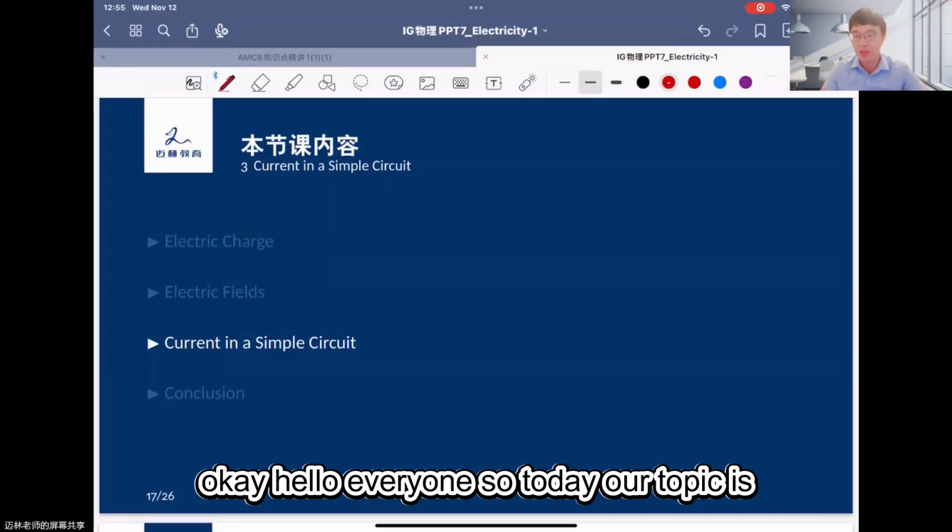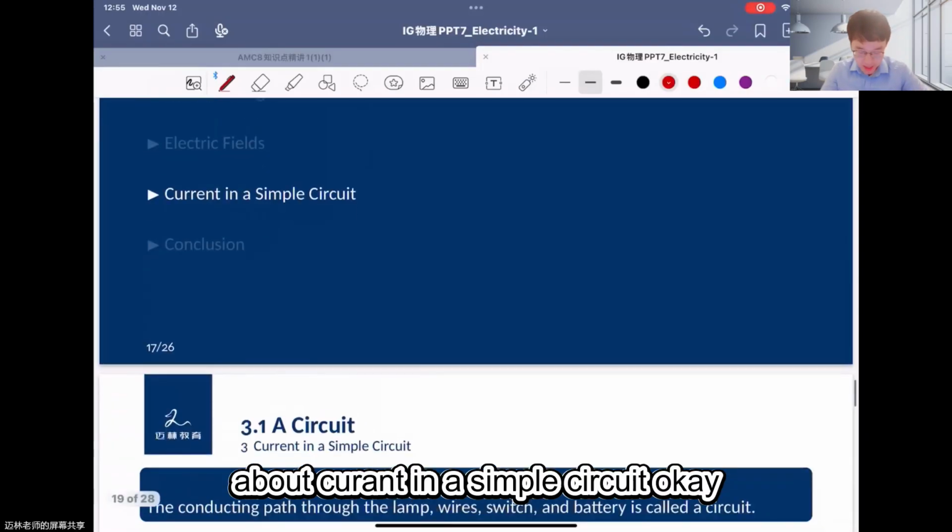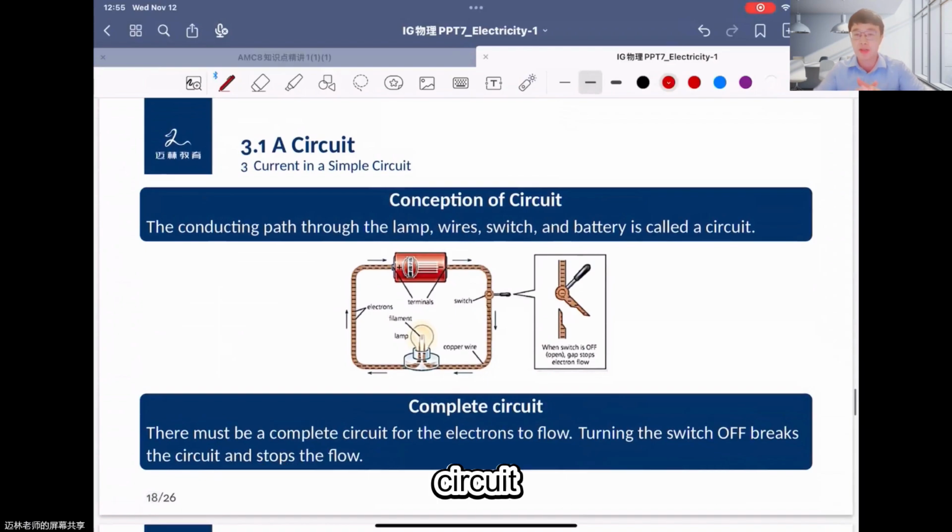Okay, hello everyone. So today our topic is about current in a simple circuit. Let's move into the first part, which is about a circuit.